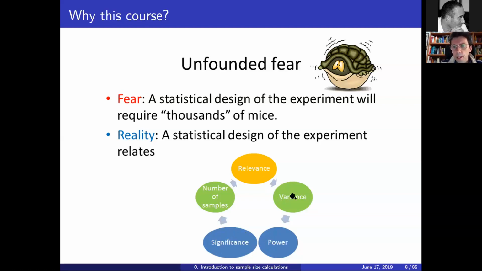And fixing these 4 variables, you can calculate the number of samples. But all these variables participate in the same equation. So you could, for instance, change the number of samples, the relevance. The variance is something that you cannot touch. It's something that is given by the animals and the experiment that you're doing. And the significance, then you would be changing the statistical power. So you fix 4, and the last one is automatically adjusted.